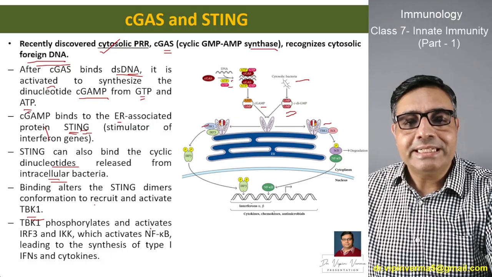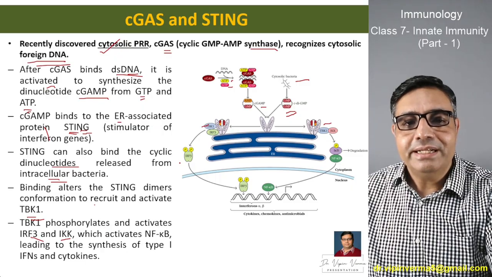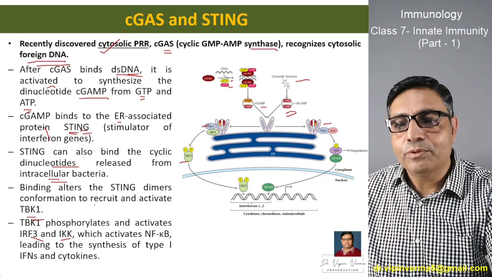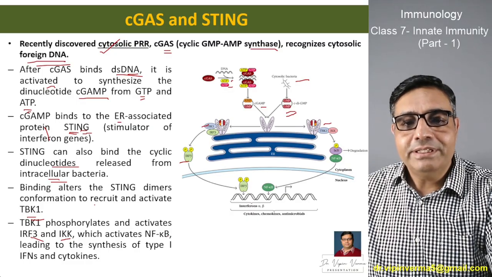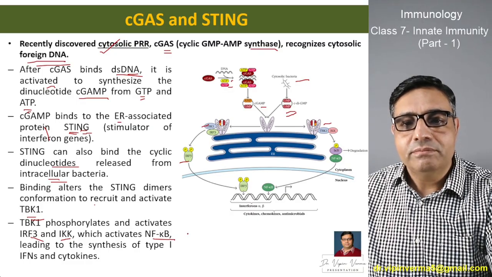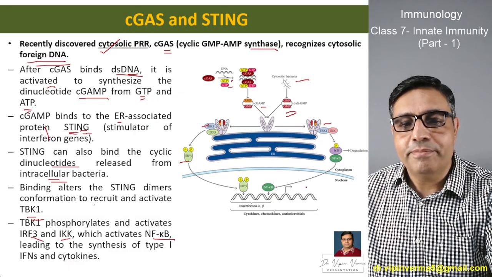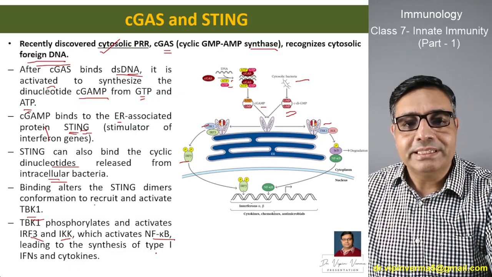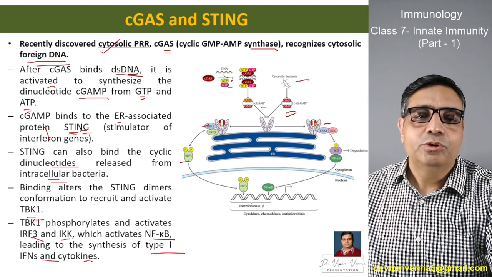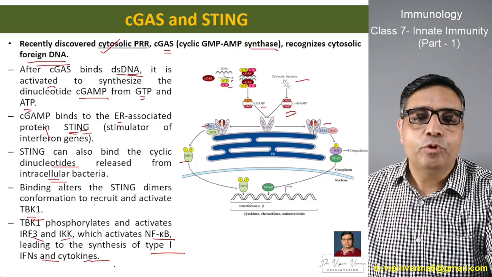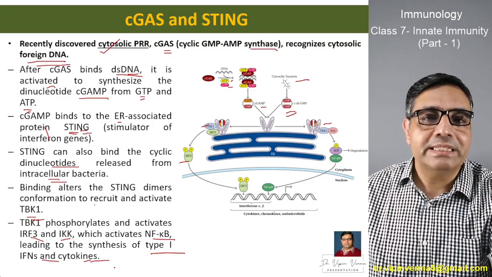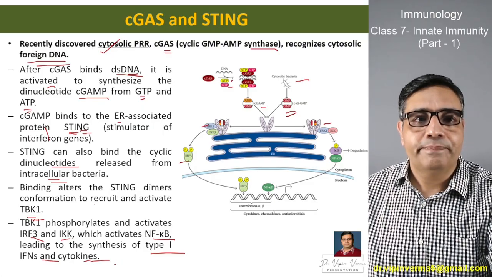TBK1 phosphorylates and activates IRF3 and IKK. Okay, here it is, IRF3. You can see the phosphorylation, and IKK, you can see the phosphorylation, which activates NF kappa B. Okay, here it is, NF kappa B, leading to the synthesis of type 1 IFNs and cytokines. So their goal is to produce the type 1 IFNs and cytokines.